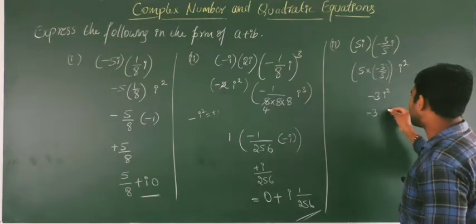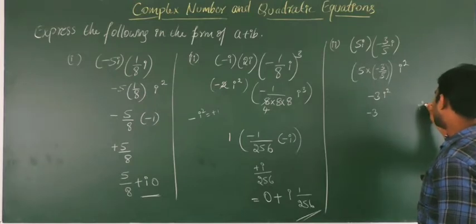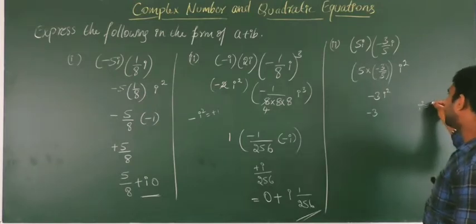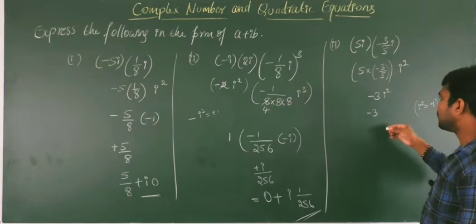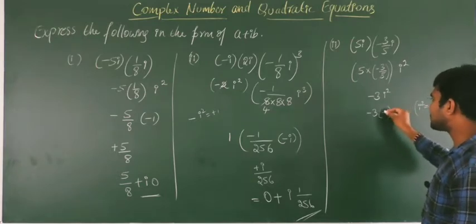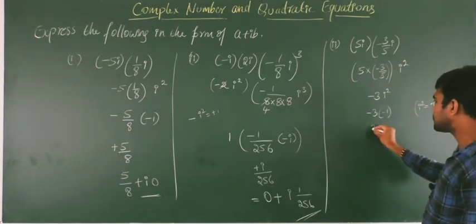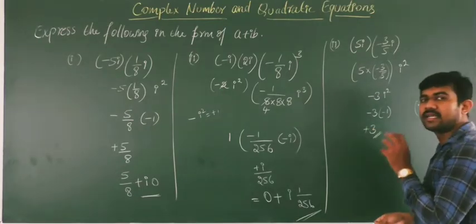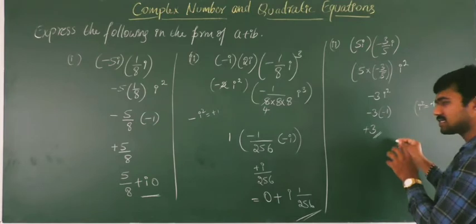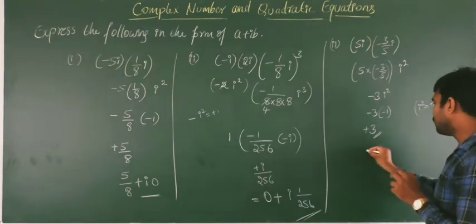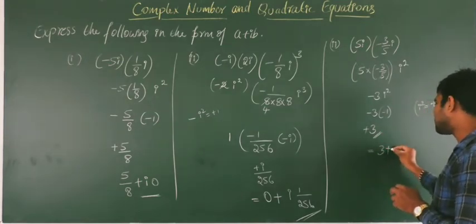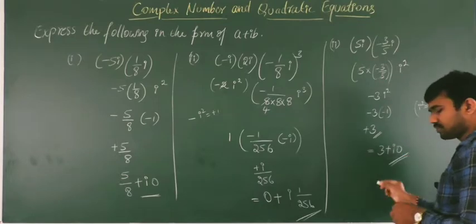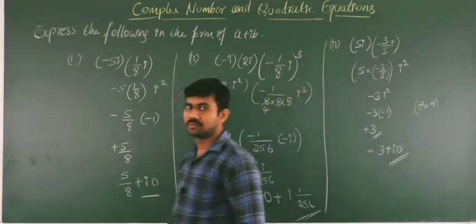But i square is equal to minus 1. We know by the powers of iota, i square is equal to minus 1. So we can substitute the value of i square as minus 1, and we'll get minus 3 into minus 1, which is nothing but plus 3. Again, it is a purely real complex number, and in this the imaginary part is 0. So this can be written as 3 plus i into 0.